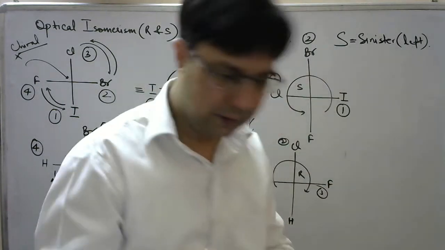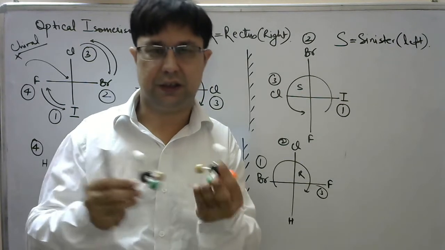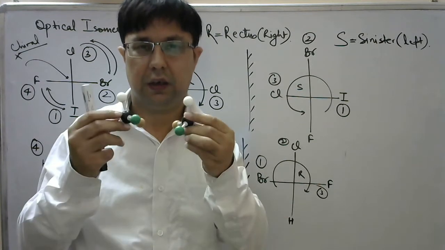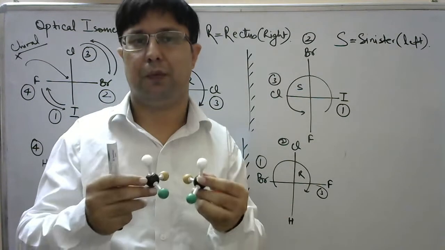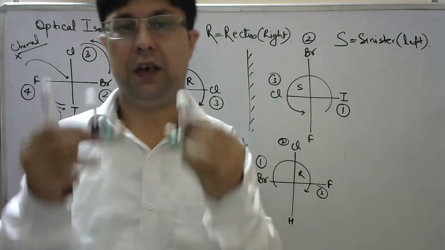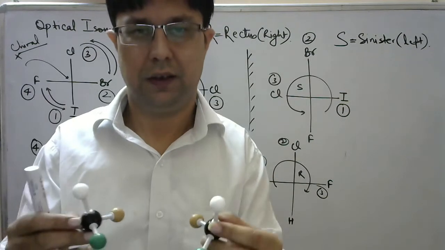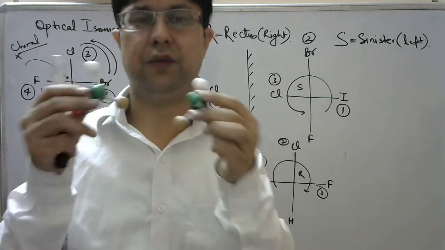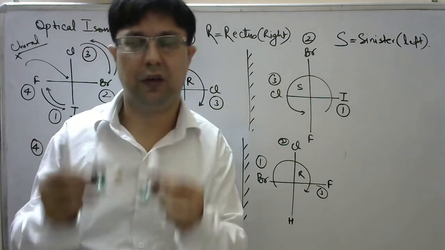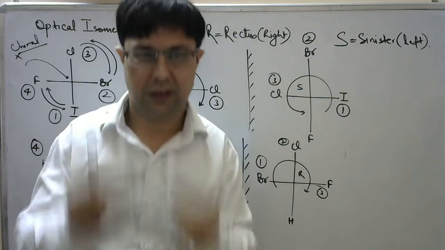So in this case, these two molecules are non-superimposable mirror images of each other. Hence, they are said to be optically active isomers. If this is S, this was R. Both are enantiomers. Both have the same physical and chemical properties. They differ only with respect to their action on plane polarized light.